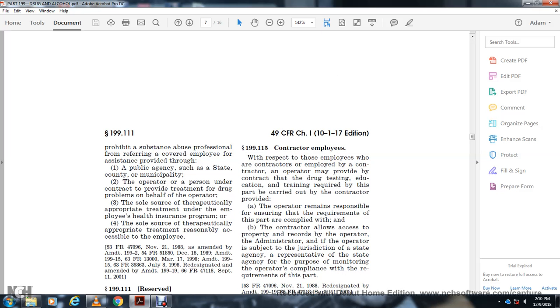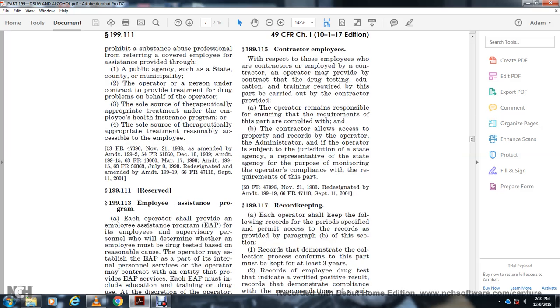199-115, contractor employees. With respect to employees employed by contractors, the operator may provide the contractor with the drug testing, education, and training required by this part, or it may be carried out by the contractor. The operator remains responsible for ensuring the requirements of this part are complied with. The contractor allows access to the property and records for the operator, administrator, or the state agency representative, for the purpose of monitoring that the operator is complying with the requirements of the part.